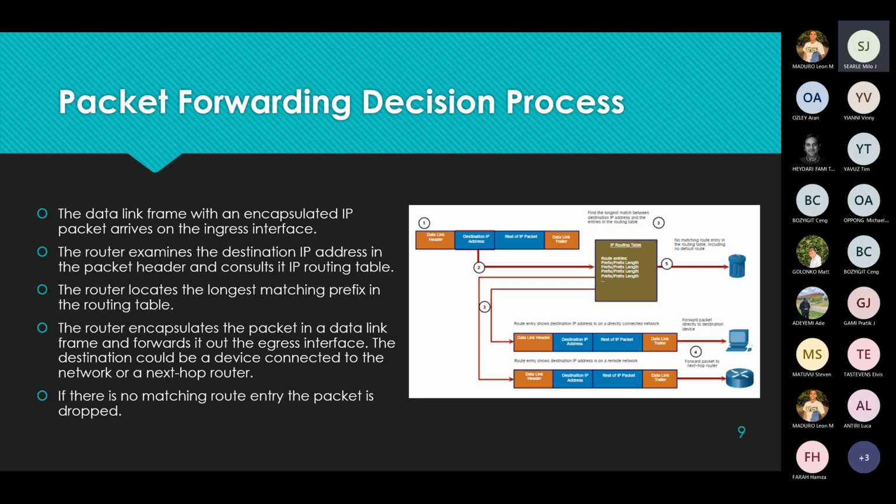The router locates the longest matching prefix in the routing table. The router encapsulates the packet in a data link frame and forwards it out the egress interface. So read that sentence again about longest prefix match. The router locates the longest matching prefix in the routing table. So what does that mean? Anyone?